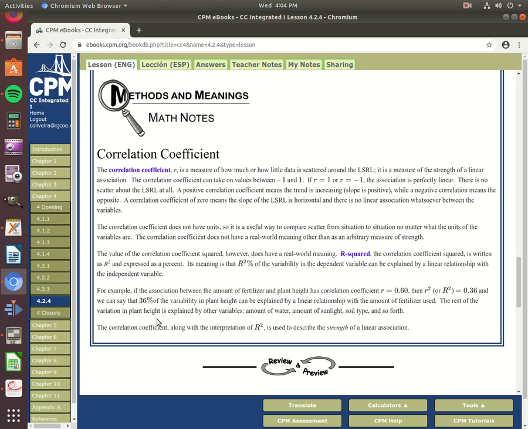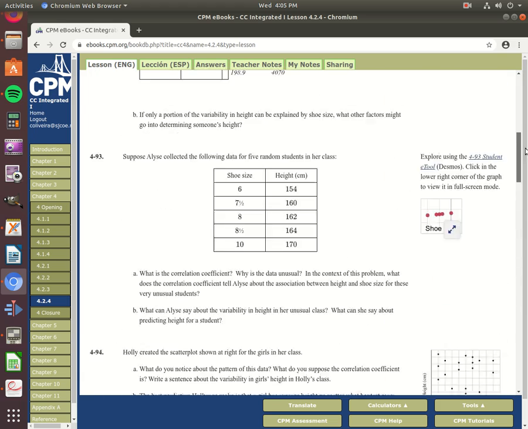So the rest of the variation in plant height is explained by other variables: the amount of water, sunlight, soil type, whatever. The correlation coefficient, along with the interpretation of R squared, is used to describe the strength of the linear association. So we're going to use that as we go through.